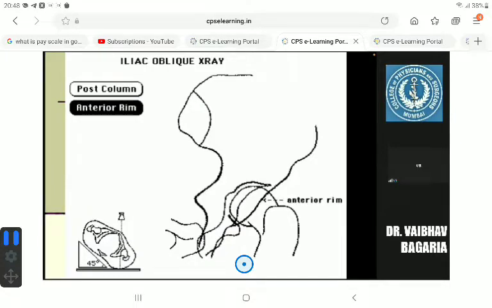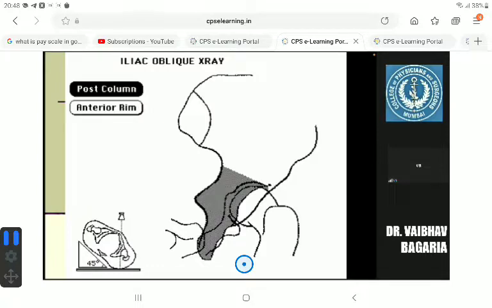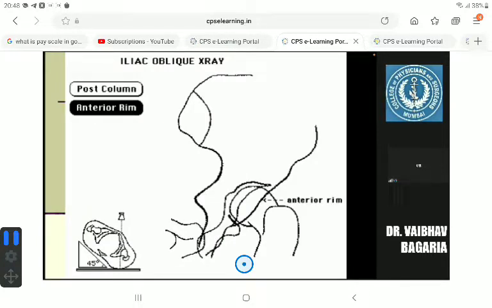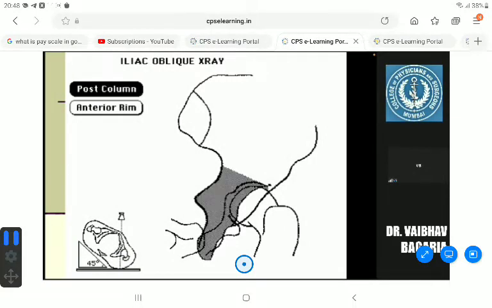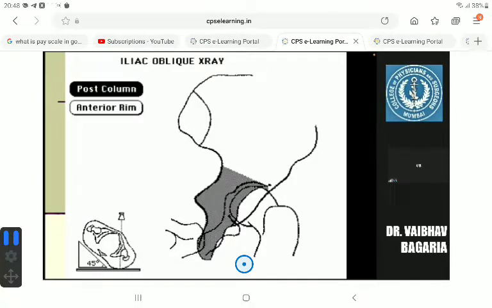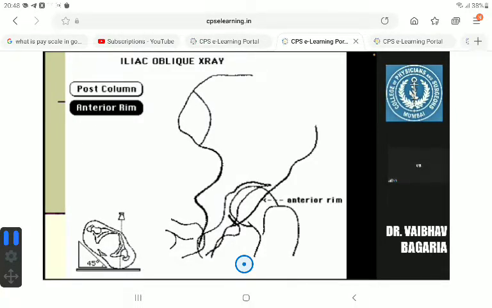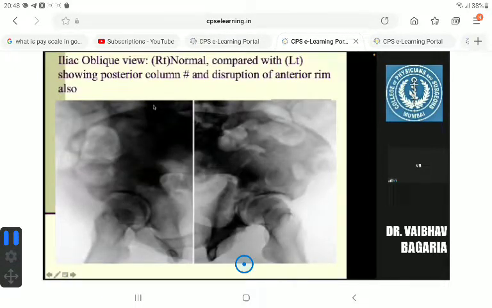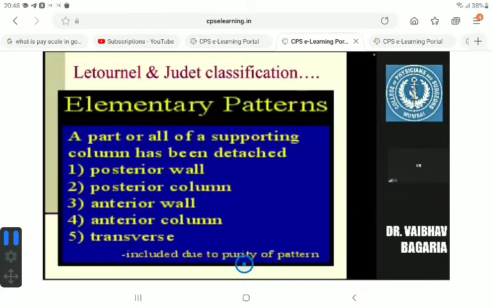All of you at the end of this lecture must be able to draw all the 6 lines that I mentioned, see how an obturator oblique view is taken and how an iliac oblique view is taken, and what all structures to identify. If you knew this, that's actually half the job done, or more than half the job done. This is how an iliac oblique view looks, and you can see the posterior column fracture and also the disruption of the anterior rim on the X-rays.